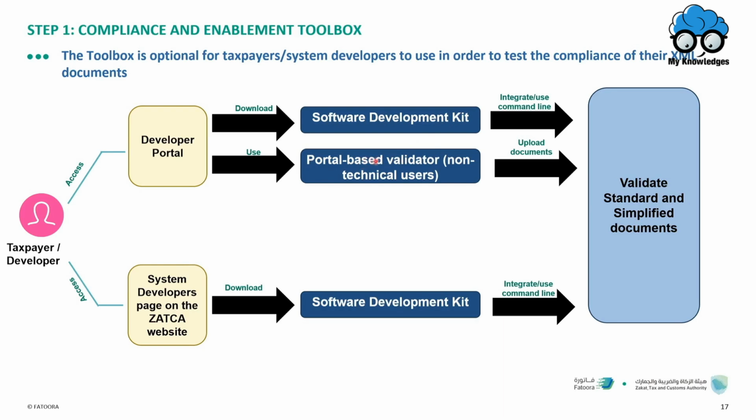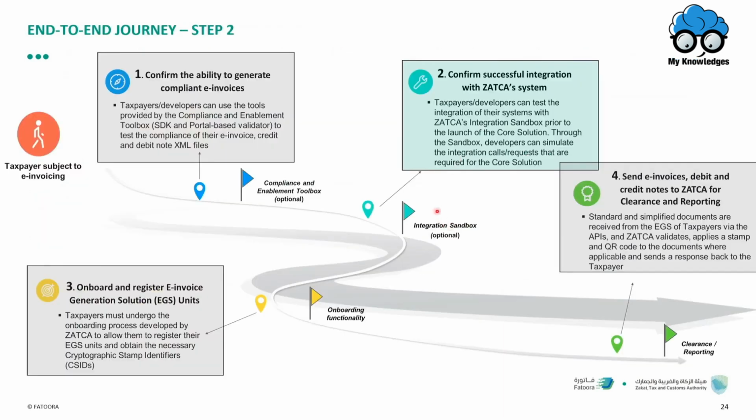This is mainly targeted for non-technical users, where you can drag and drop the XMLs to validate those XMLs against Zatka requirements. The other option to access the SDK is through our Zatka website. If you go to zatka.gov.sa, we have a section dedicated for e-invoicing, and under that there is a section for developers. You'll find the same version of the SDK there, ready to be downloaded. And again, we're going to have a separate session for the SDK to go over it and see how it can be used. The next step is the integration sandbox.